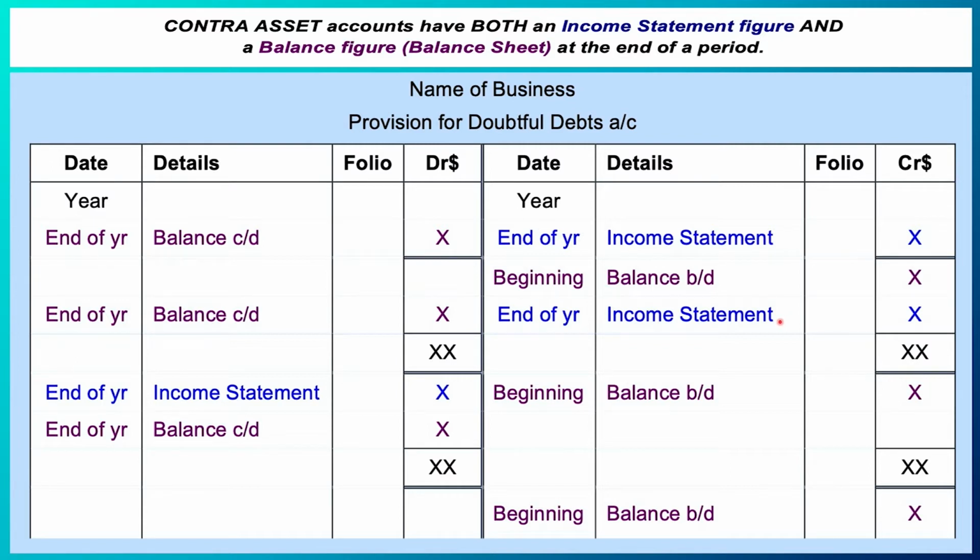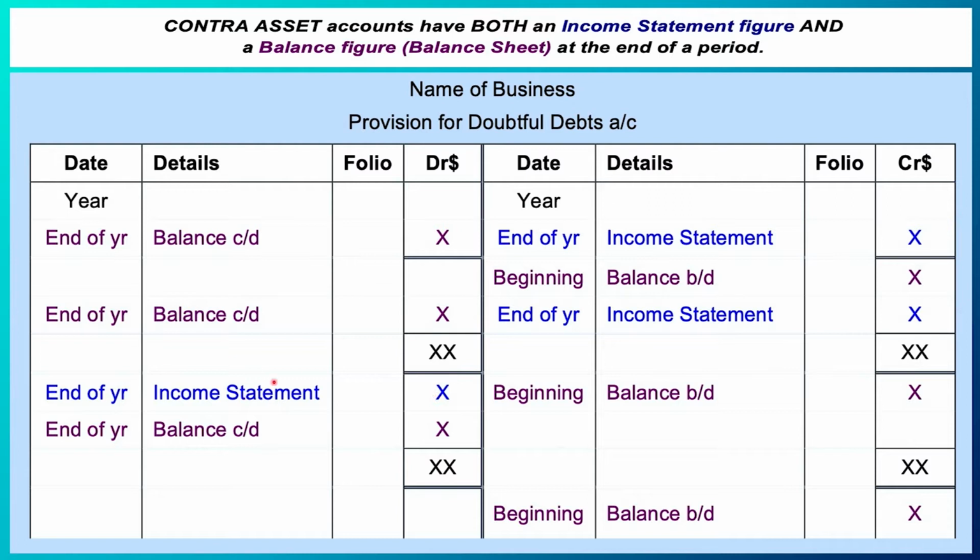Next year, basically, income statement. This shows there was an increase in the provision for bad debts. Balance brought down, but look at it just here. Notice income statement is not on the credit side. It is over here on the debit side. What does that tell us? Basically, it tells us that there was a decrease in the provision for doubtful debts from the previous year.